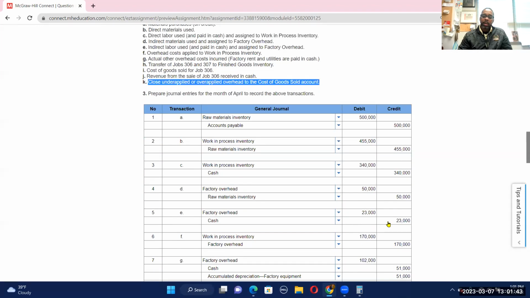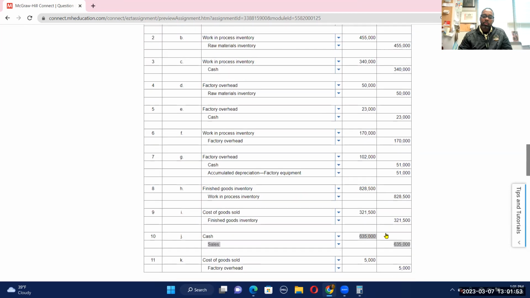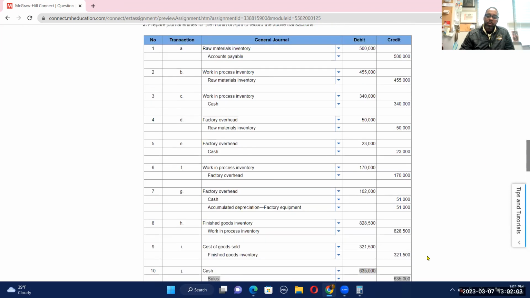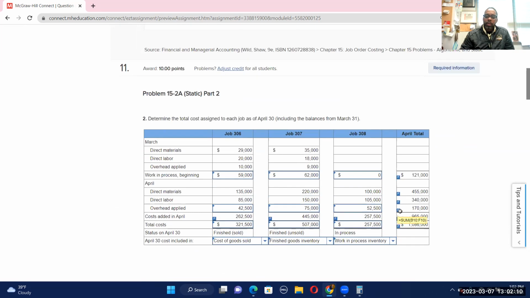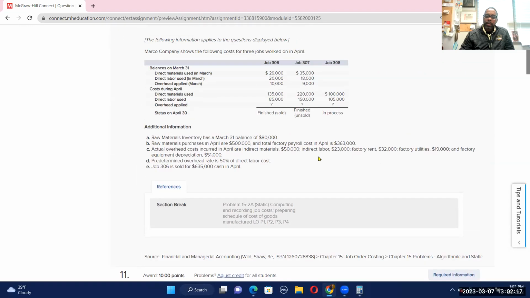So what happened here? Our overhead was over-applied, so it needs to be credited because it was over by $5,000. How do we know that? Because the overhead applied was 170,000, but we only had 165,000. So let's do this.